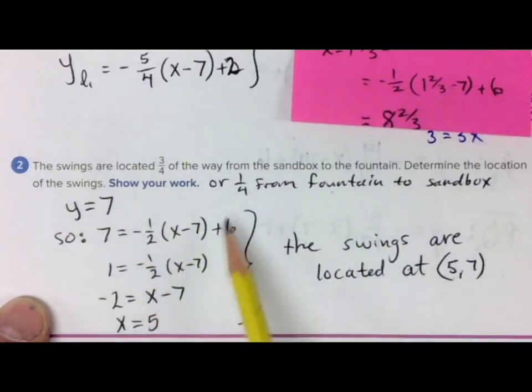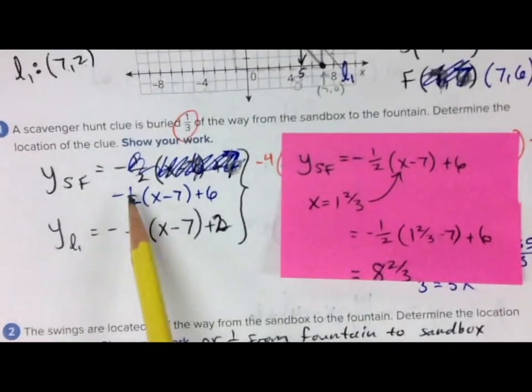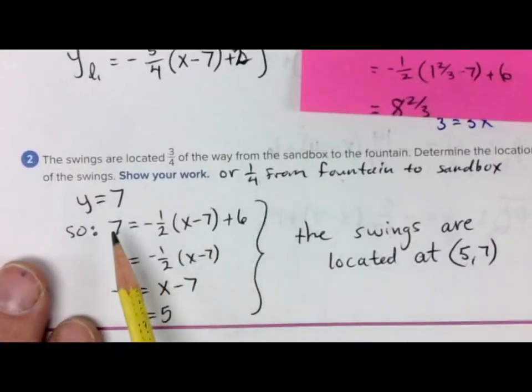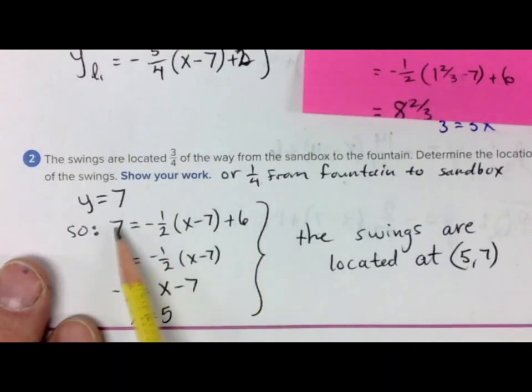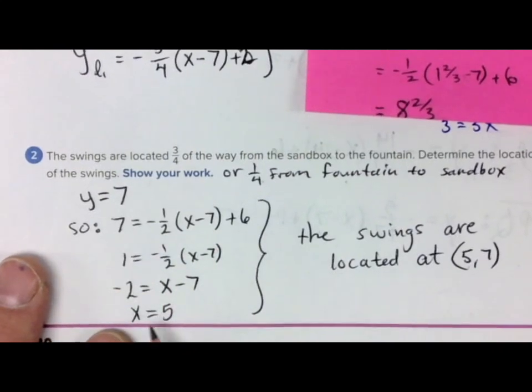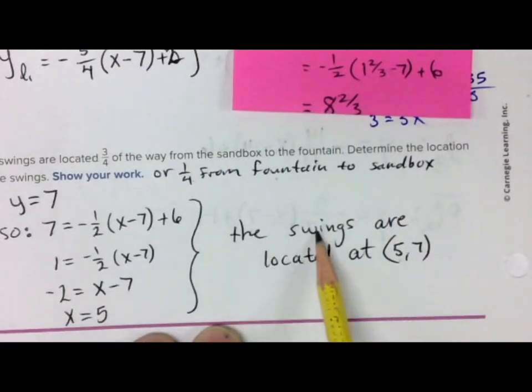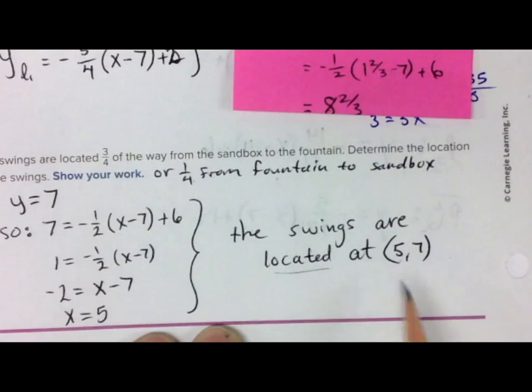Then I picked the equation. I made the y format, again, this one. I made the y value equal 7, and then I solved. Again, this is all photo math from this point on. There's subtraction, there's distribution, there's addition, and when we're done and we've combined like terms, we get x equals 5. Therefore, the swings are located at 5, 7.